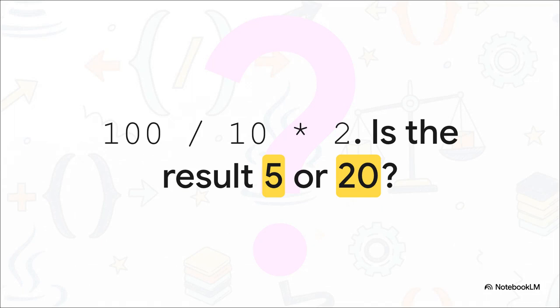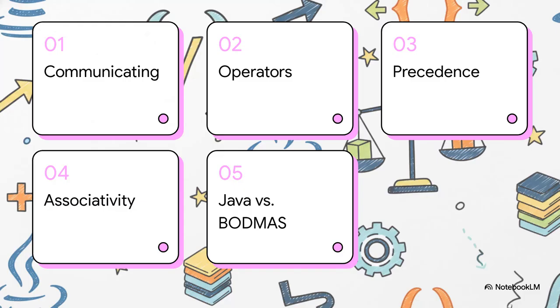All right, let's kick things off with a little puzzle. Take a look at this line of code. What's your gut reaction here? Do you see that 10 times 2 and want to do that first, which would give you a final answer of 5? Or do you just work from left to right and get 20? Well, one of those is right, and by the end of this, you're going to know exactly which one and, more importantly, why.